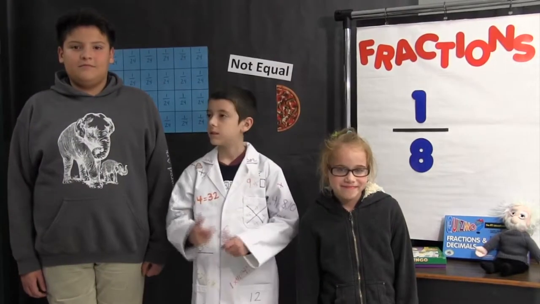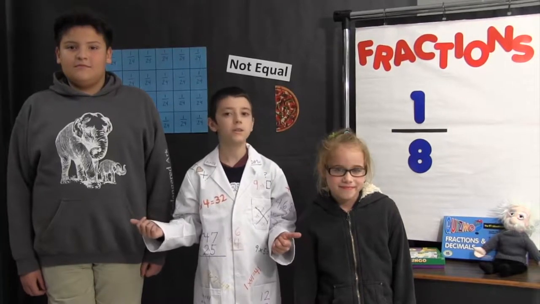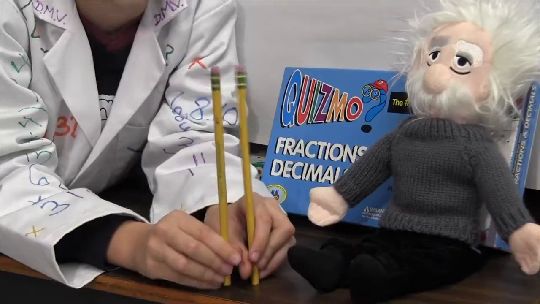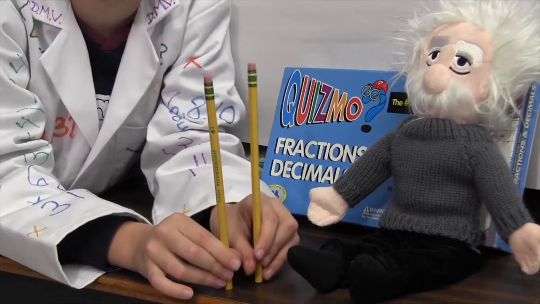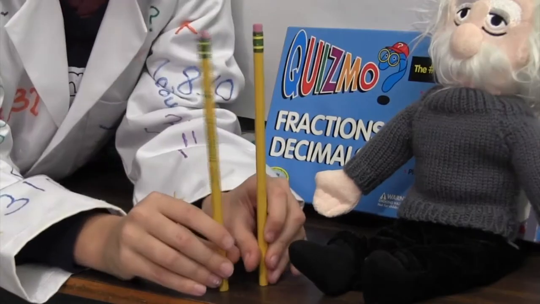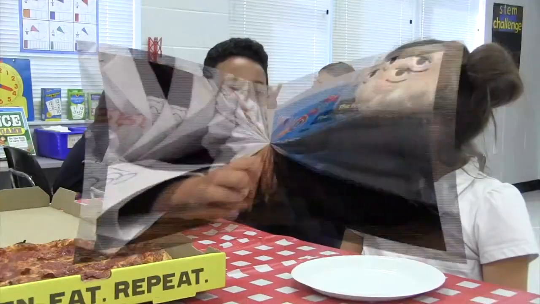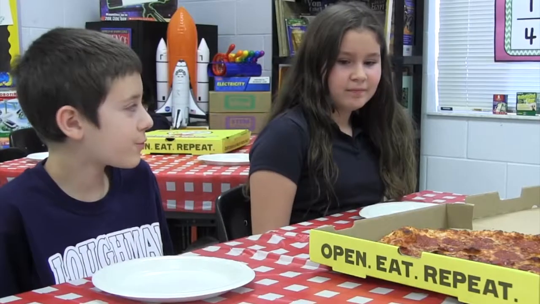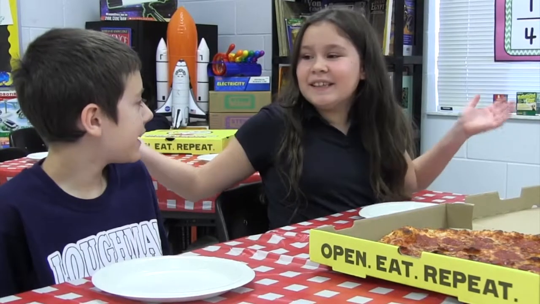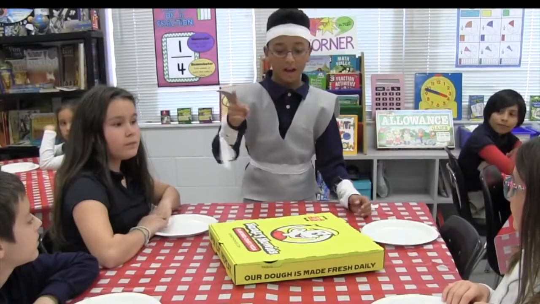As you can see, these two fourth grade students are not the same size. This means they are not equal. These two pencils are the same size. Yay! This means they are equal. Well, how many people at the table? Well, if there's four people, then we need four slices. I got this.